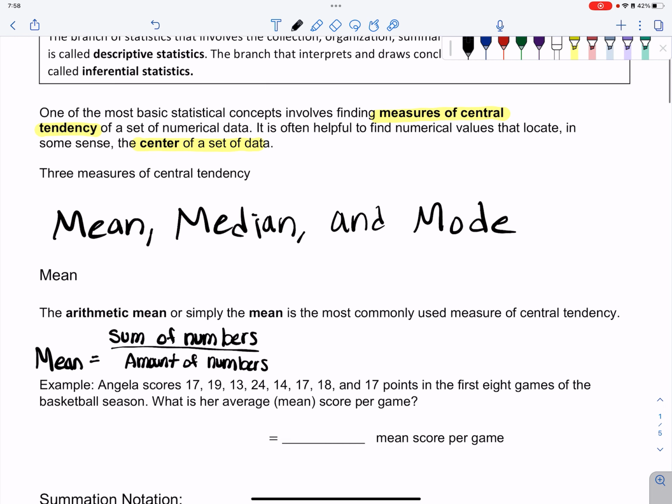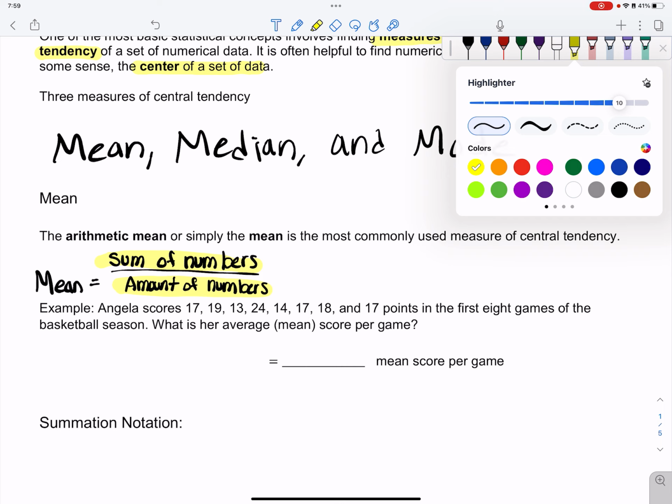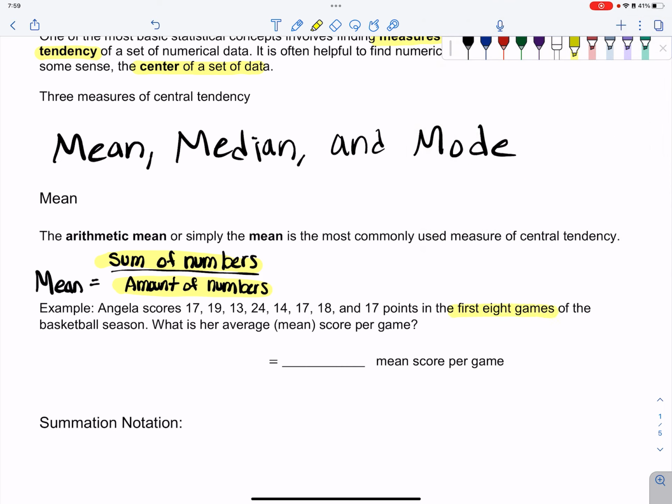And this is called the arithmetic mean, or simply just the mean. And essentially all it is, is to add up all of the numbers in the data set and divide by the amount of numbers that we had added together. So as an example, we have that Angela scores 17, 19, 13, 24, 14, 17, 18, and 17 points in the first 8 games of the basketball season. And we want to find her average, specifically the mean score per game.